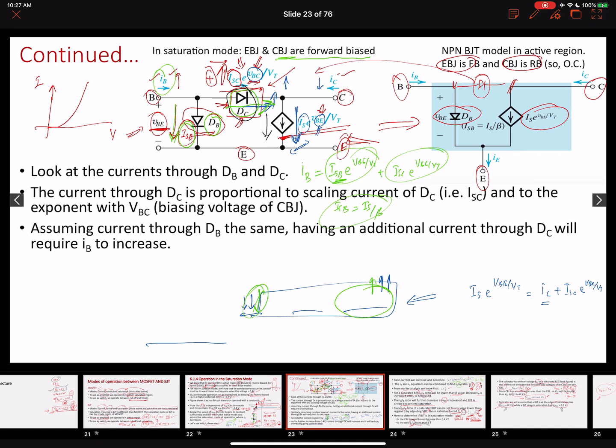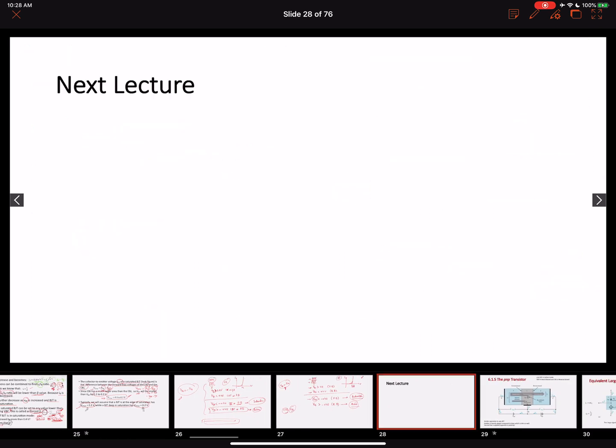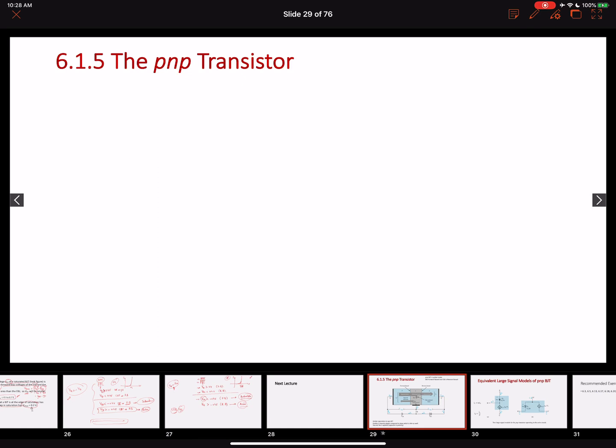So when this is happening, our beta gain factor will reduce. We ended up seeing that the forced beta, or the beta in the saturation region, is going to be less than the beta in the active region, and that would be one condition for determining saturation region operation of the transistor. Okay, so today let's start with the PNP transistor.